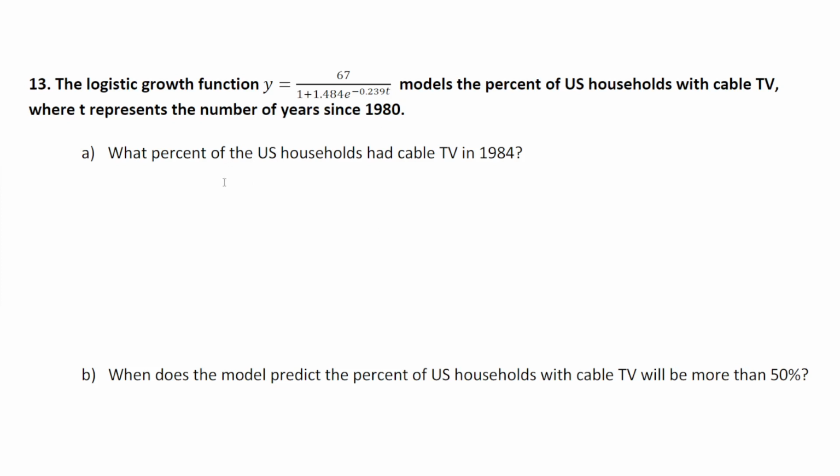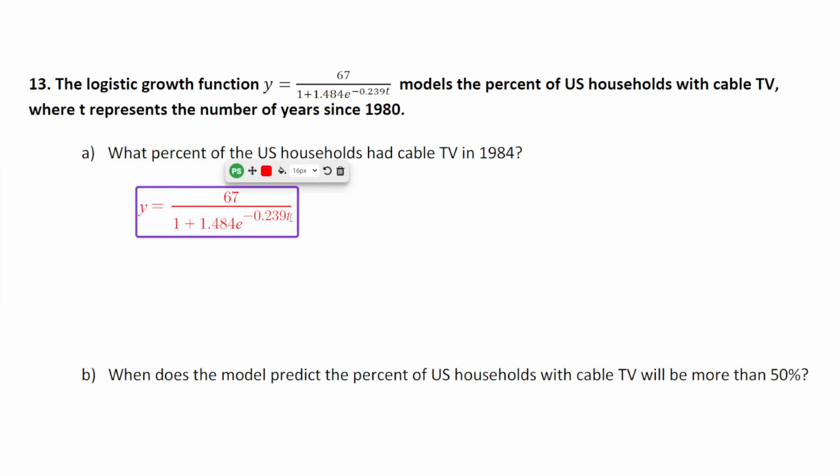So let's see here. Okay, so what percent of U.S. households had cable TV in 1984? With this function, T represents the number of years since 1980. So 1984 would be 4 years since then. So we're going to rewrite the entire equation, except instead of T, I'm going to substitute in 4. So let's plug in 4 here, I'm just going to change that T to a 4.